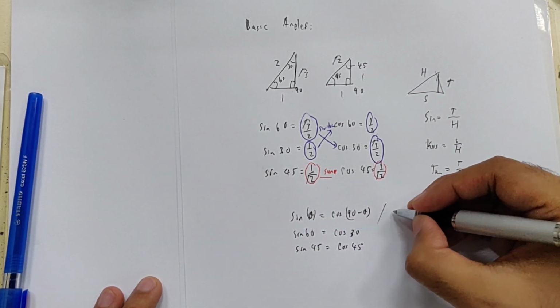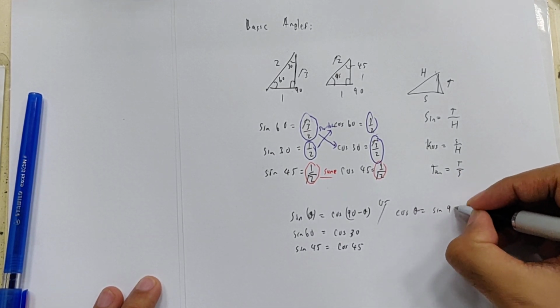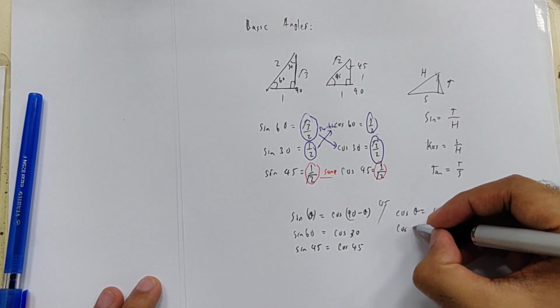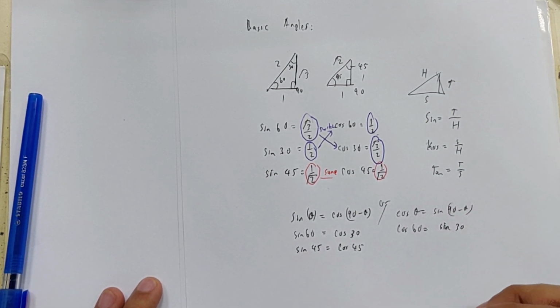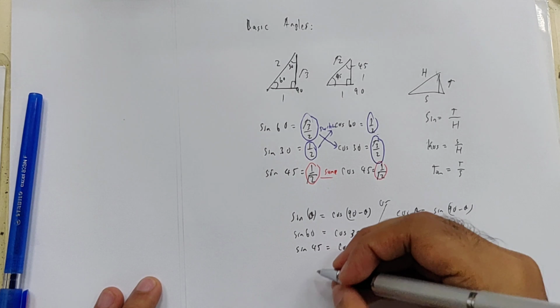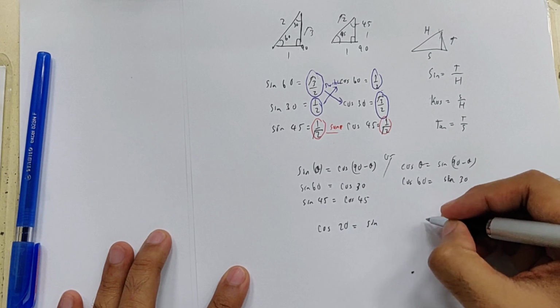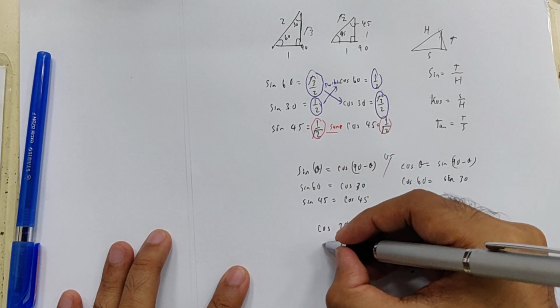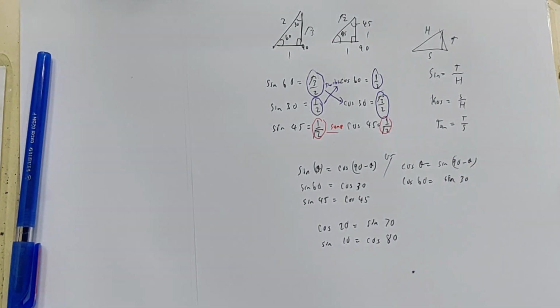So in short as well, it's the same as cos theta equals sine of 90 minus theta. Where you got, let's say, cos 60, that means sine 30, 90 minus 60. This rule applies to everything. Let's say if I say cos 20, so the sine is 70, 90 minus 20. If I say sine 10, the partner of cos will be 80. Life made easy.